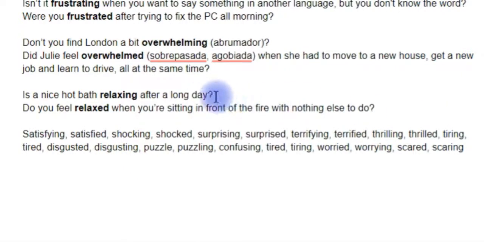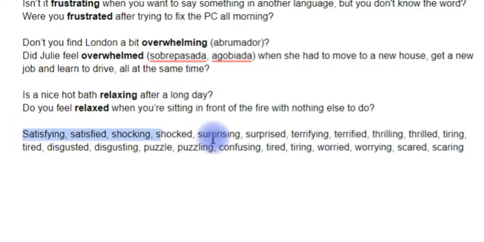So this is what you have to do. You repeat all the sentences. You can repeat a couple of times, and I'm sure that you're going to get this grammar point right. It's not so complicated. It's just using the -ing or the -ed in different ways.